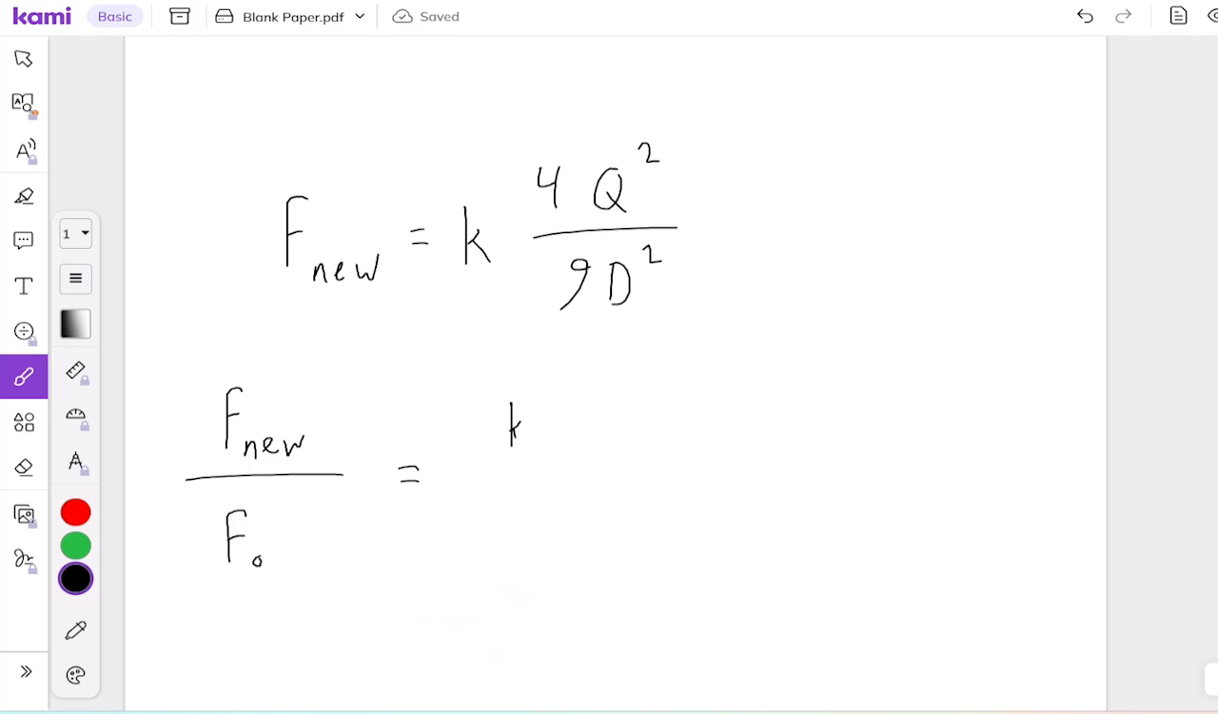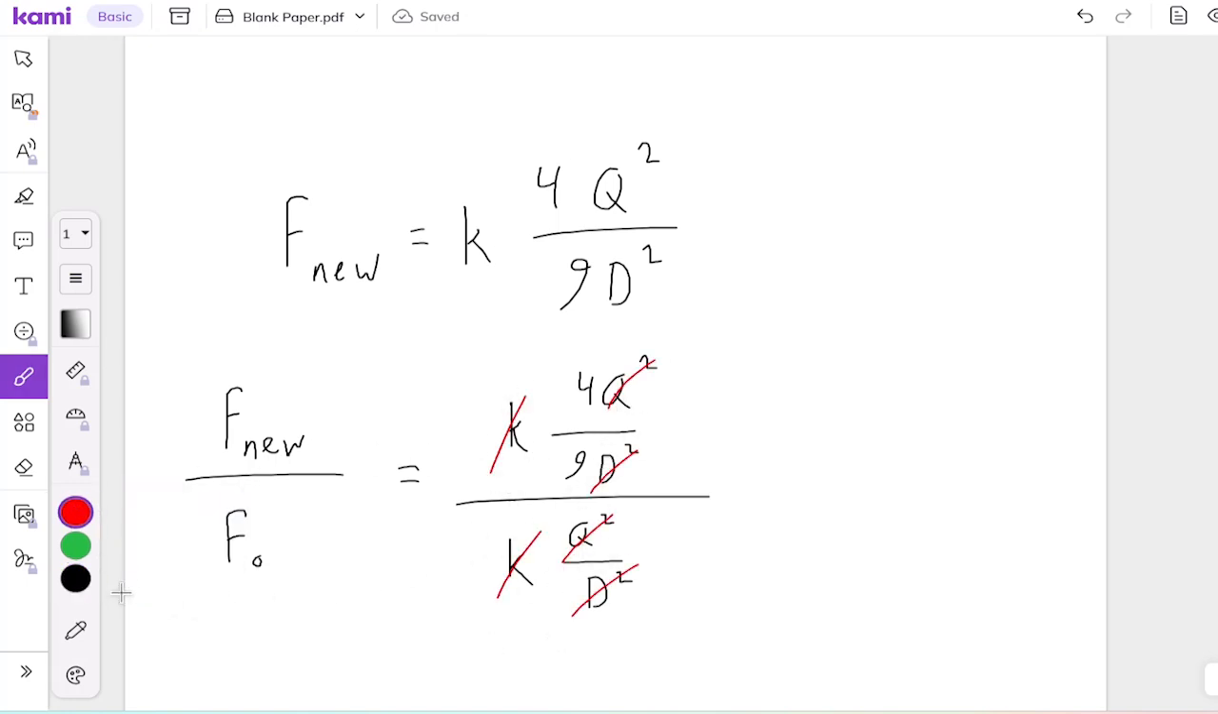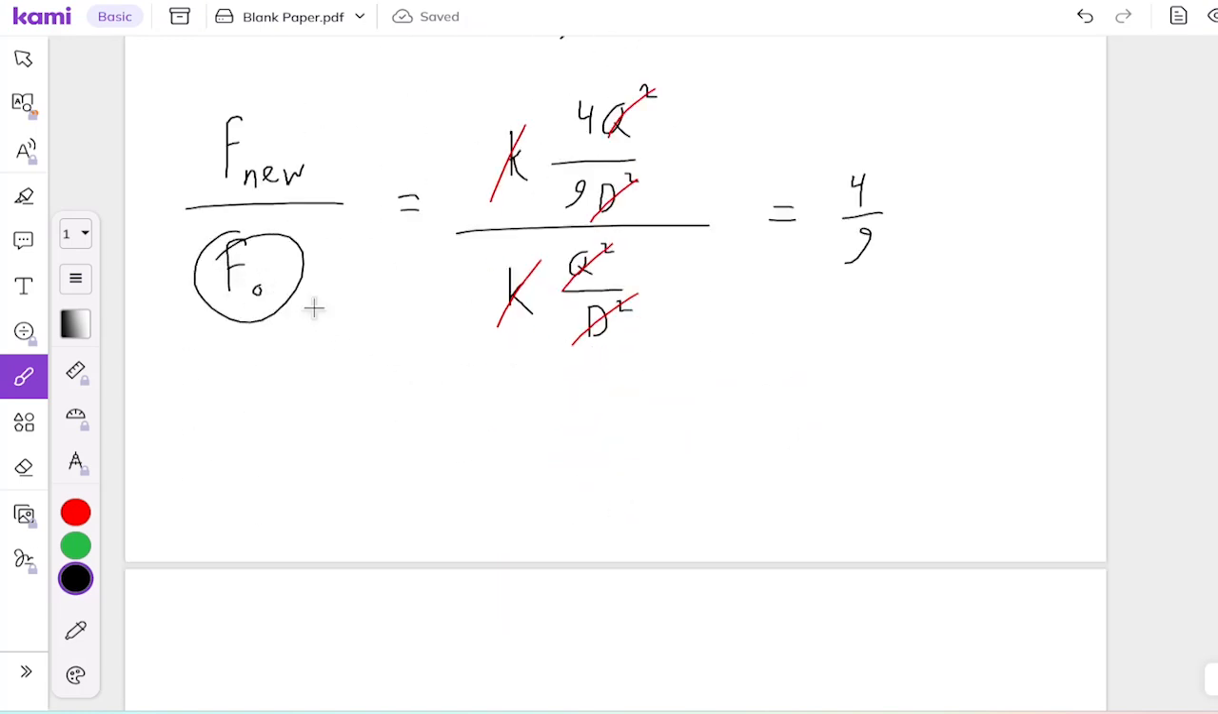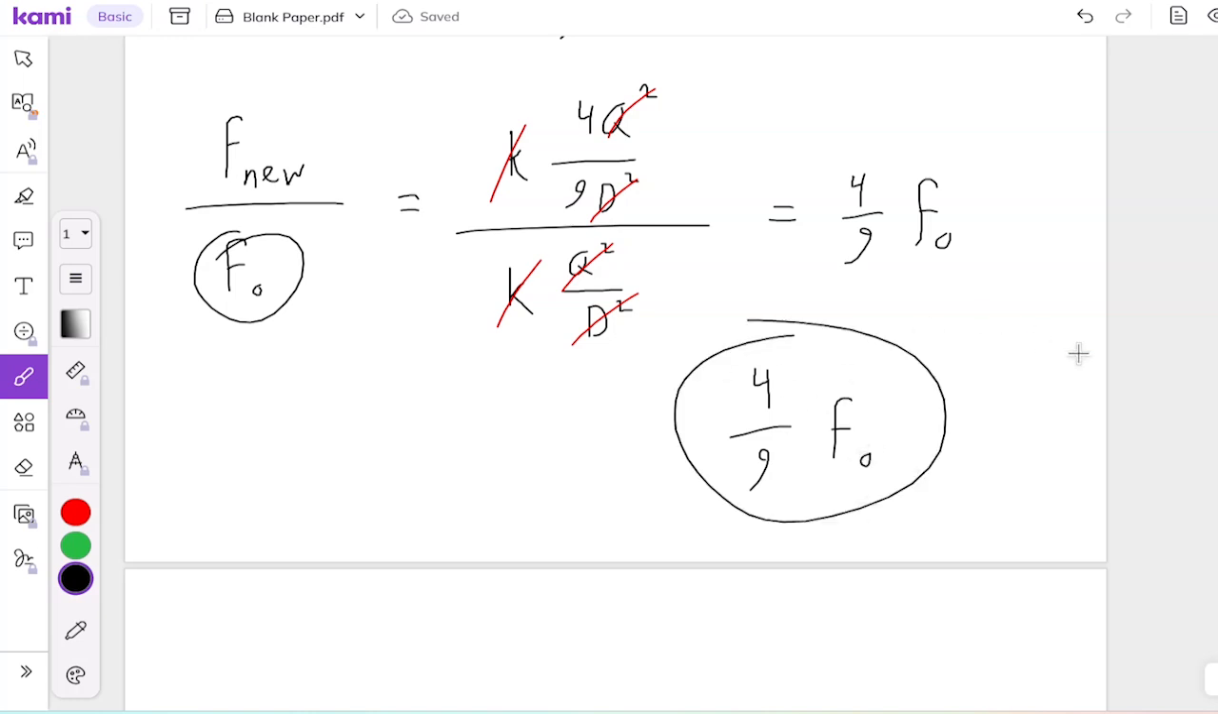So in this case, K, 4Q squared over 9D squared, divided by K, Q squared over D squared, which was the original. It must be Christmas because nearly everything cancels out. And really all you're left with is 4/9. Remember, they wanted their answer in terms of F naught. So multiply this F naught on both sides. So the final answer is 4/9 F naught. Translation to plain English, the force got smaller by 4/9. Any questions on this one?